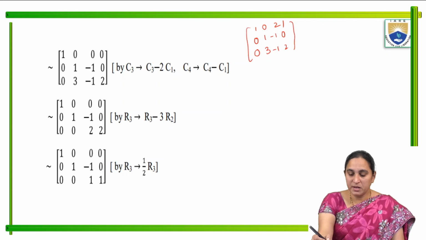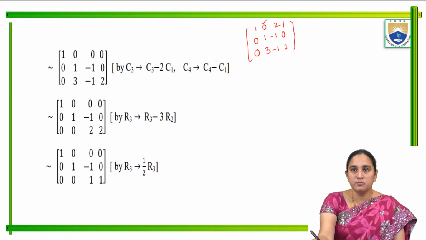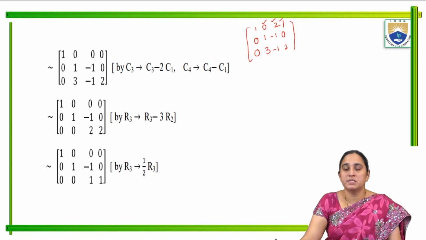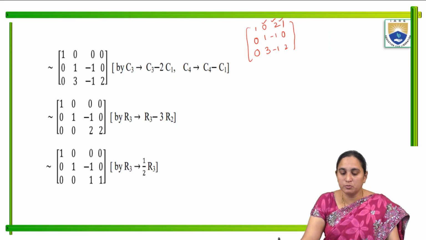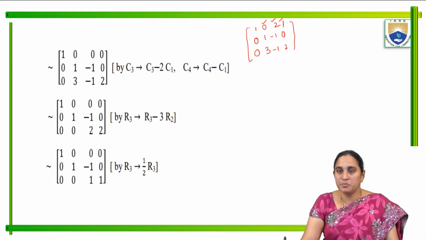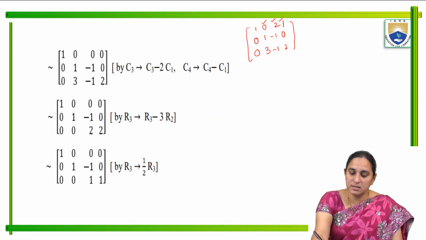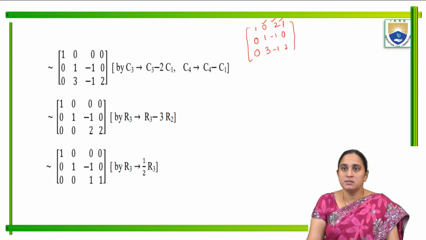From that, I'll make the first elements of C2, C3, and C4 zeros with respect to the columns. But directly here, there is no need to convert the C2 first element to 0, because it is already 0. Okay. Then I'll make the C3 and C4 first elements zeros.